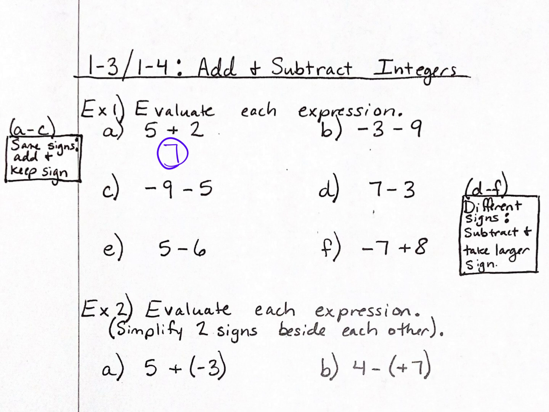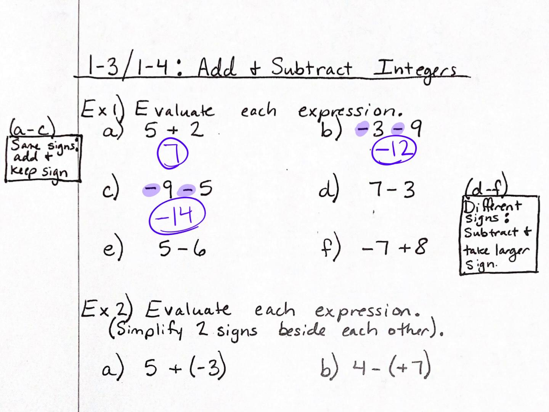B part, negative 3 minus 9. That's negative 12. They have the same signs, negative, negative. We can treat subtract and negative the same way. So we kept the sign and we added them. For this next one, C part, negative, negative. We're going to add, get 14, and it's negative.